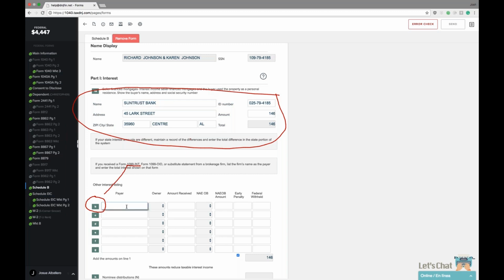SunTrust Bank was the payer. Okay, amount received $146. Federal withheld 0, and I'm going to change that here. What's the difference? The difference is that up here you're reporting sales of mortgages. It's a different thing. So remember, your 1099 miscellaneous, your 1099 ints go down here. Just read, read, read.